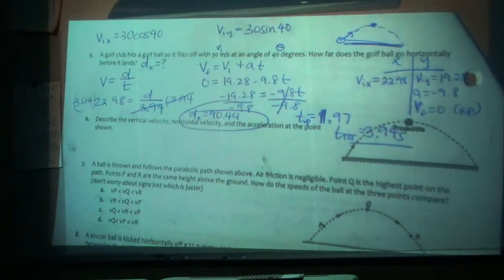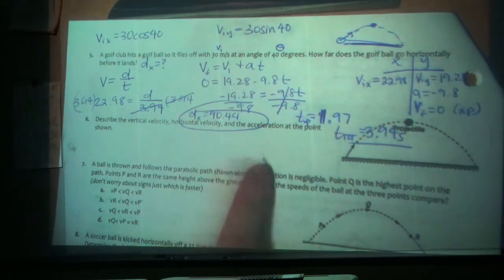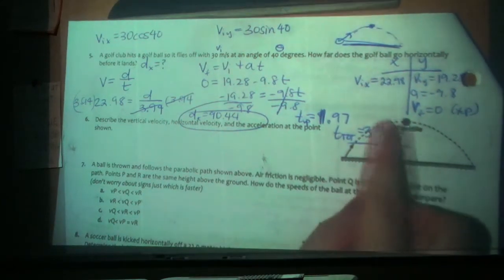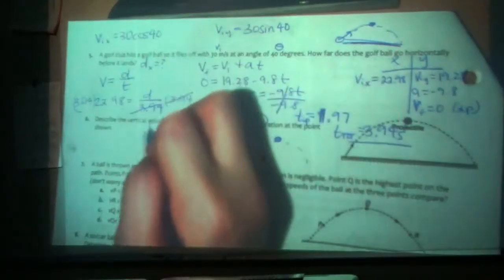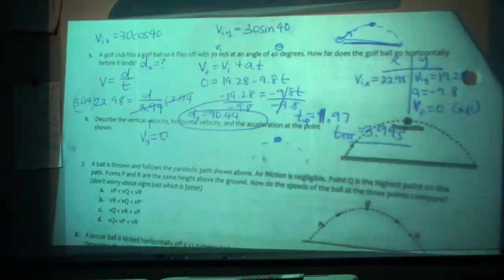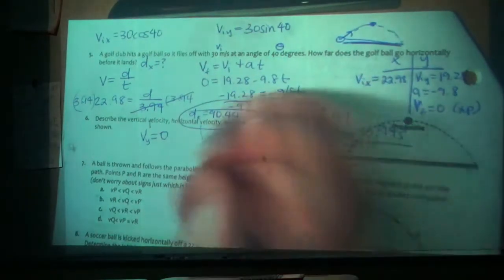Describe the vertical and horizontal velocities and acceleration at the point shown. Sorry, I wrote all over this. I'll just redot right here. At the very top, your vertical velocity, your Vy, is 0. Your horizontal velocity is the same as what it started with.